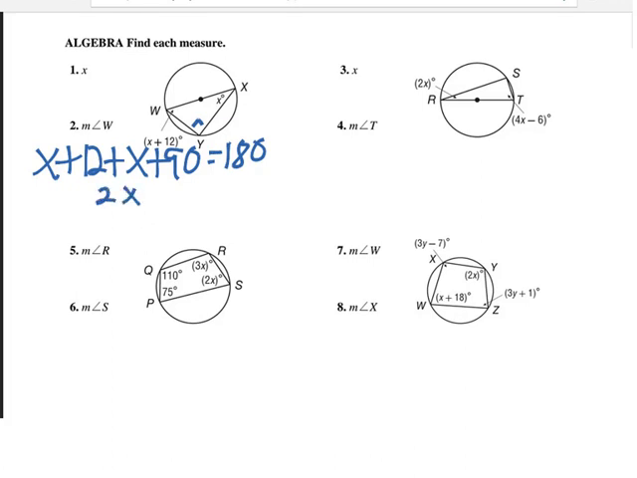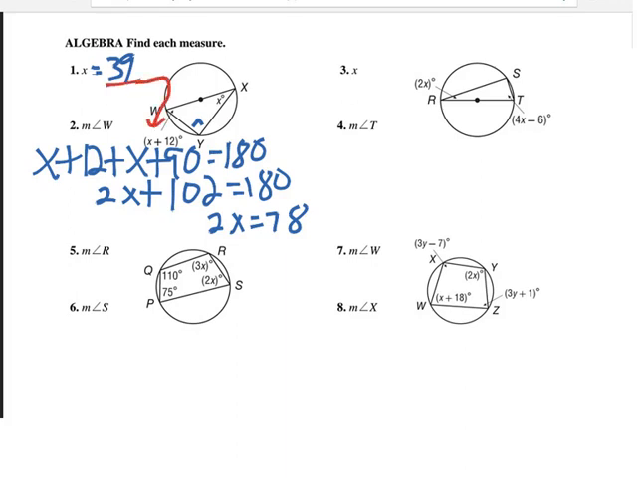So I get 2x plus 102 equals 180. 180 minus 102 is going to give you 78. So 2x is going to be 78. Then I divide 78 by 2, and I get that x is 39. Still not done yet. Got to plug it in. Take that 39, plug it into W. 39 plus 12 is going to give me 51.